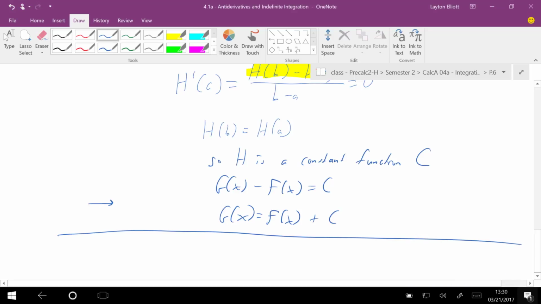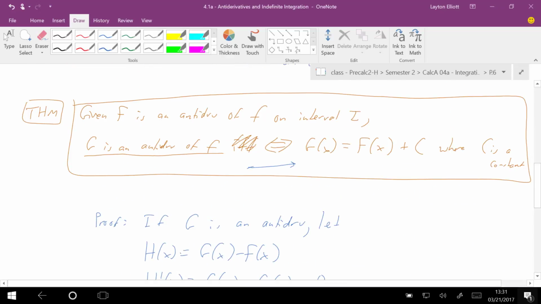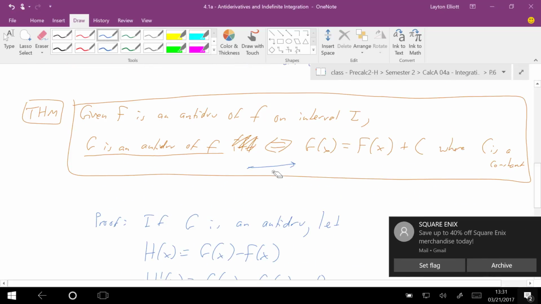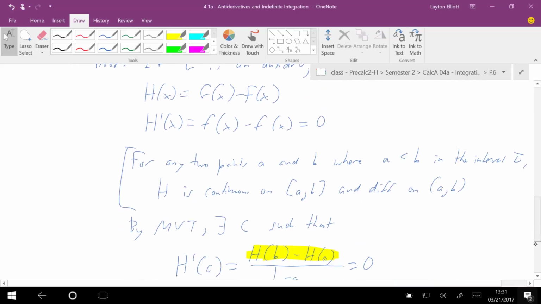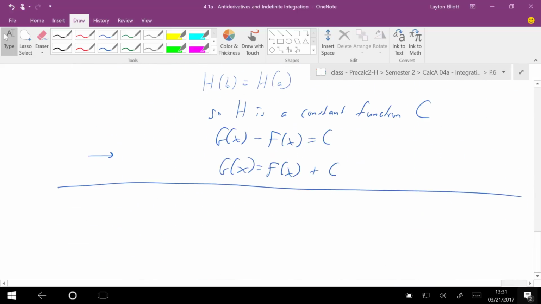The reverse direction is far easier. For the reverse direction, let's go back up here, I'm starting with the condition that g of x is equal to f of x plus c, and I'm proving that g is an antiderivative of f. So this is the backwards direction.